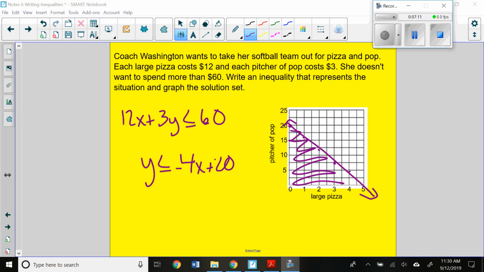All right, so in this one, there was really only one way to write your inequality. 12x, where x is our pizza, plus 3y, which is our pitcher of pop, is less than or equal to 60. And when you put that into slope-intercept form, we have y is less than or equal to negative 4x plus 20. And there's the graph.